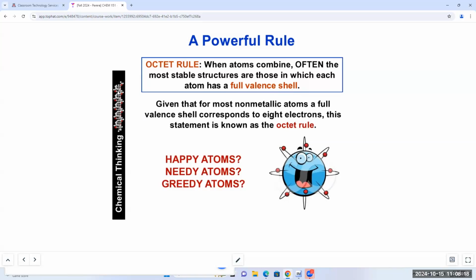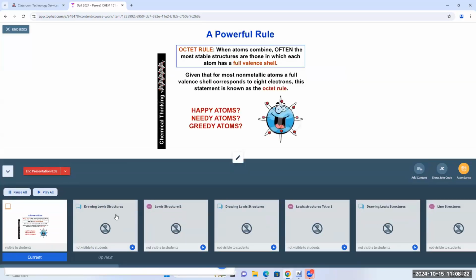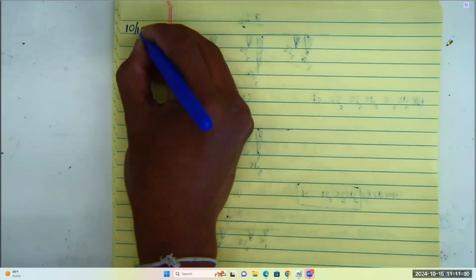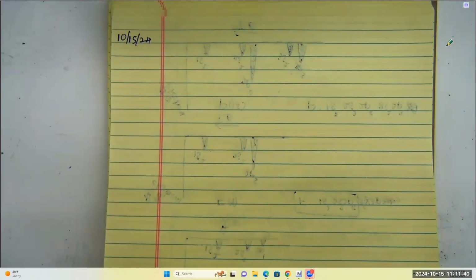Anyway, so let's see if we can draw the Lewis structure of carbon dioxide. Let's start with this. Here we go. 6 valence, we need 2 more. I've seen your structures on your whiteboards. Most of you have a good structure for carbon dioxide.